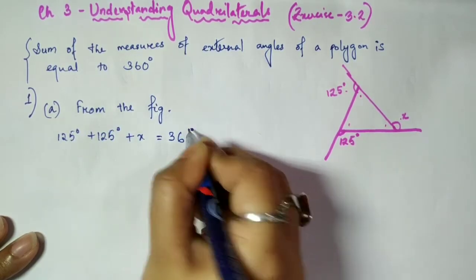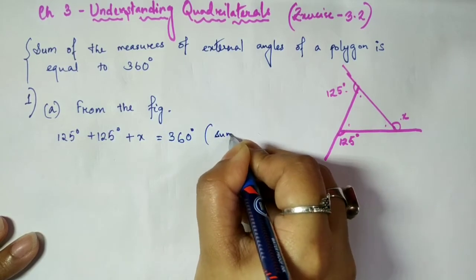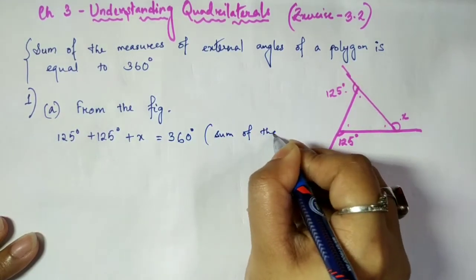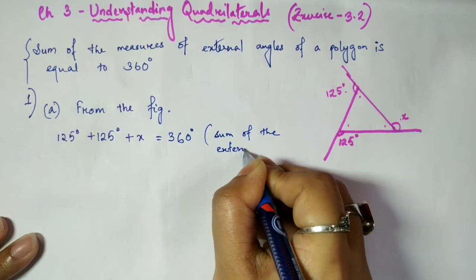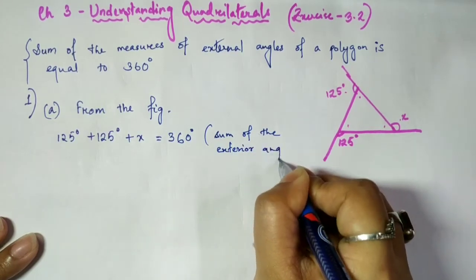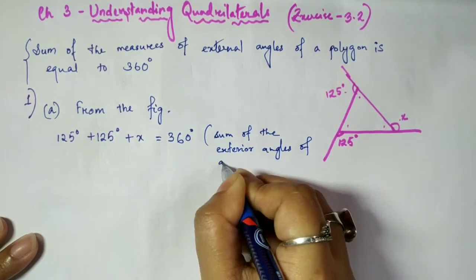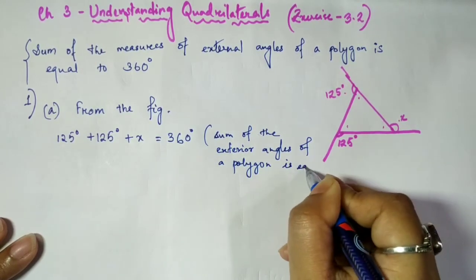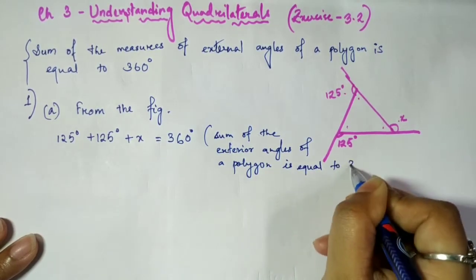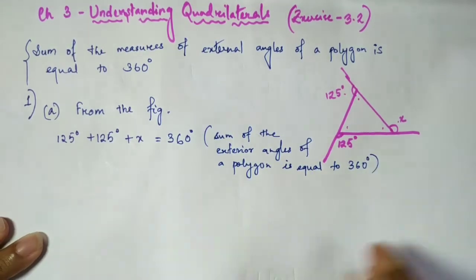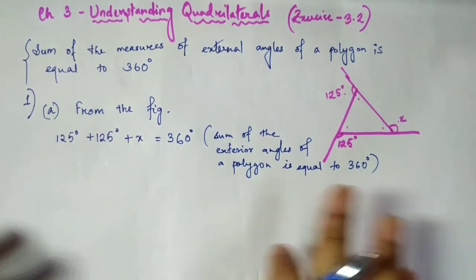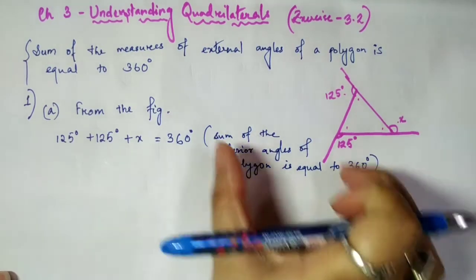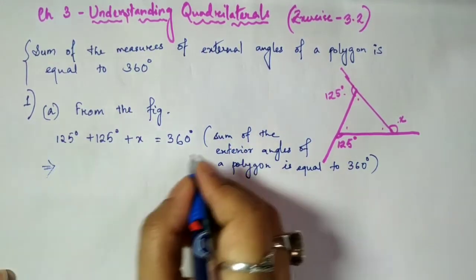Why? Since the sum of the exterior angles of a polygon is equal to 360 degrees. I am writing the condition. You may not write this, or you can write it using the property. This is just for your understanding. Now this is an equation we will solve.